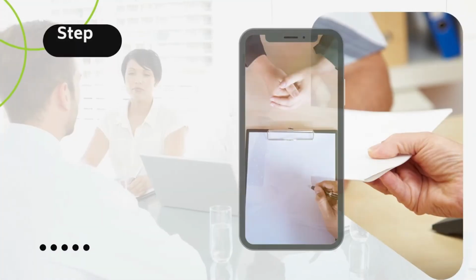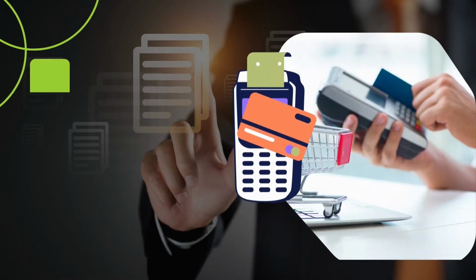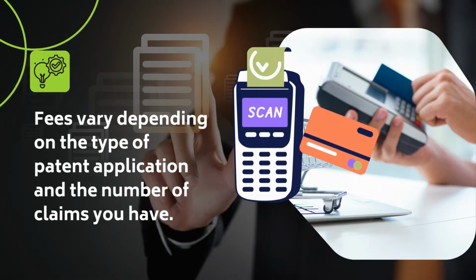Step 2. Filing the application. Submit your application to the IPO Pakistan and pay the filing fees. These fees vary depending on the type of patent application and the number of claims you have.